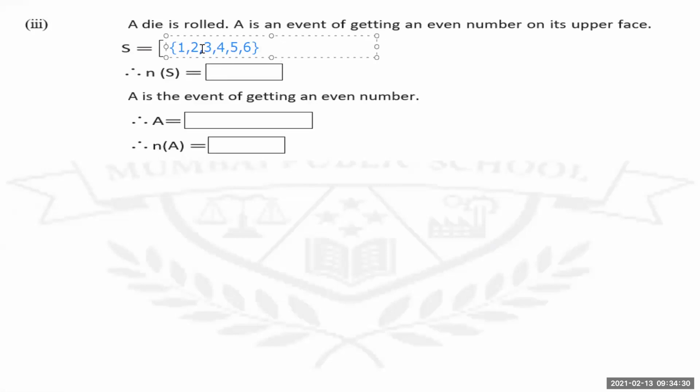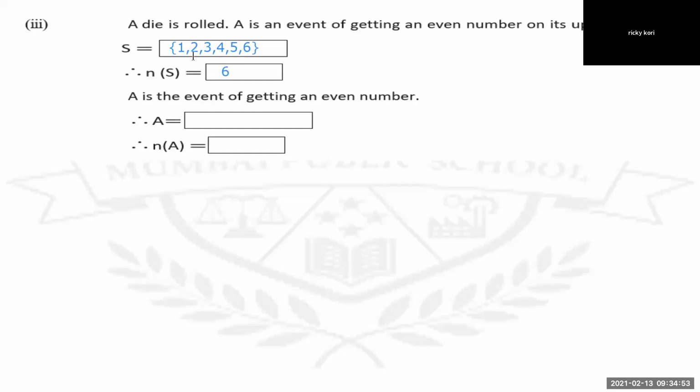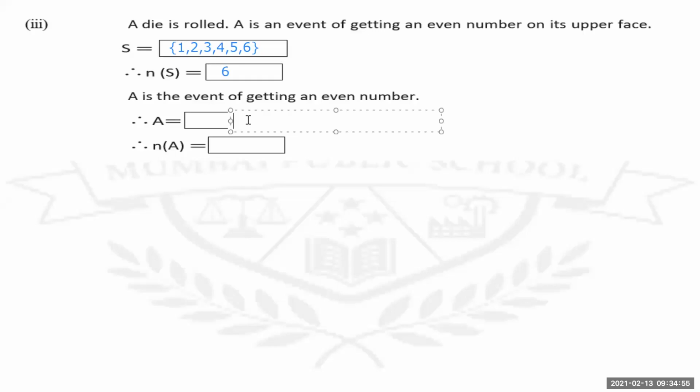Now check. 1, 2, 3, 4, 5, 6. So you count the number, because n represents the number. Once you count, what is the number? 6. Now A is an event of getting an even number. So from numbers 1, 2, 3, 4, 5, 6, you will just pick out the even numbers. So what are the even numbers? Even numbers are 2, 4, and 6.